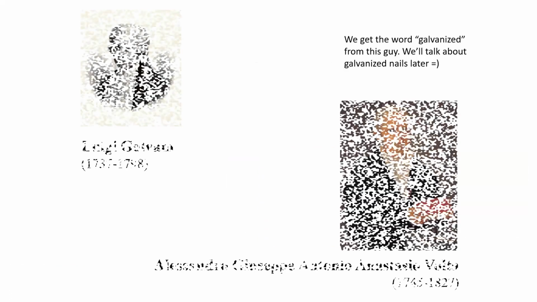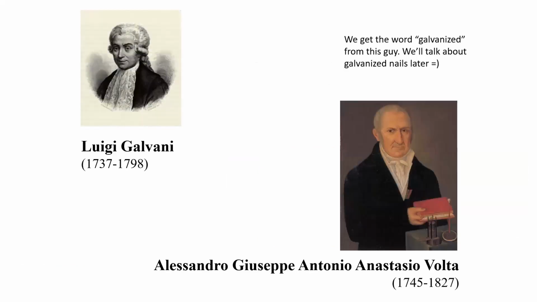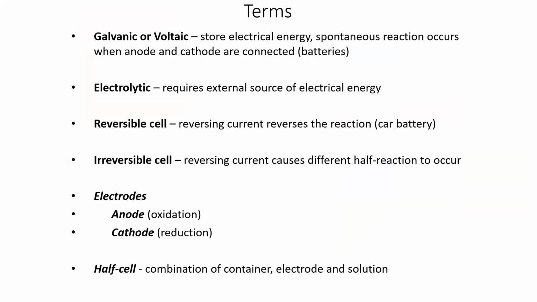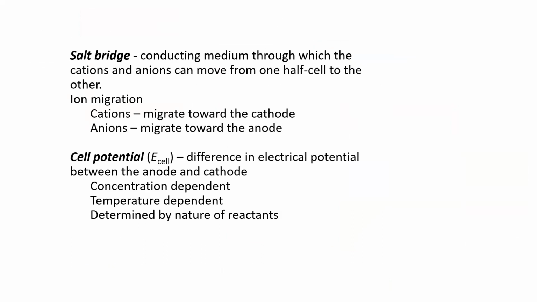We talked about Faraday and how he's kind of a badass, and Alessandro Giuseppe Antonio Anastasio Volta, which is just fun to say. We talked about Frankenstein, and we want to set these guys up into half cells.